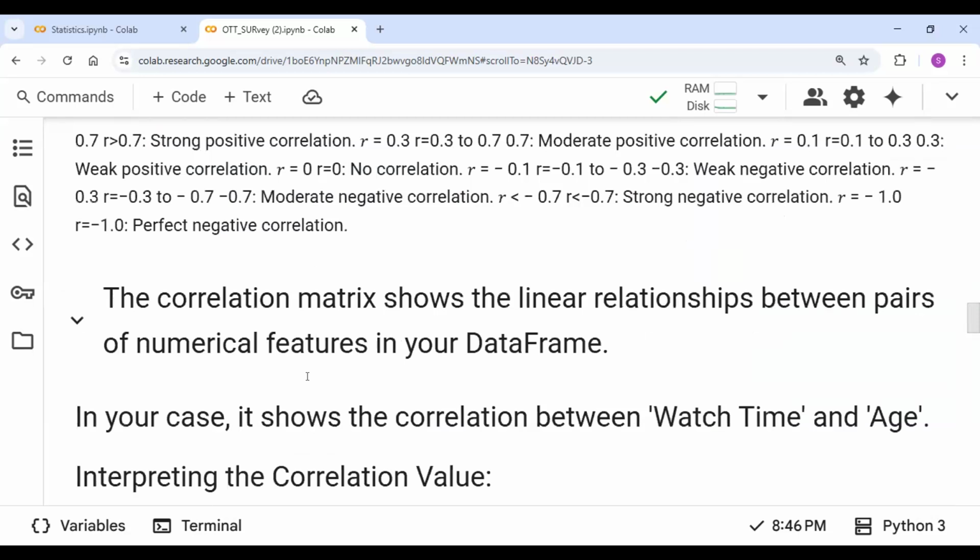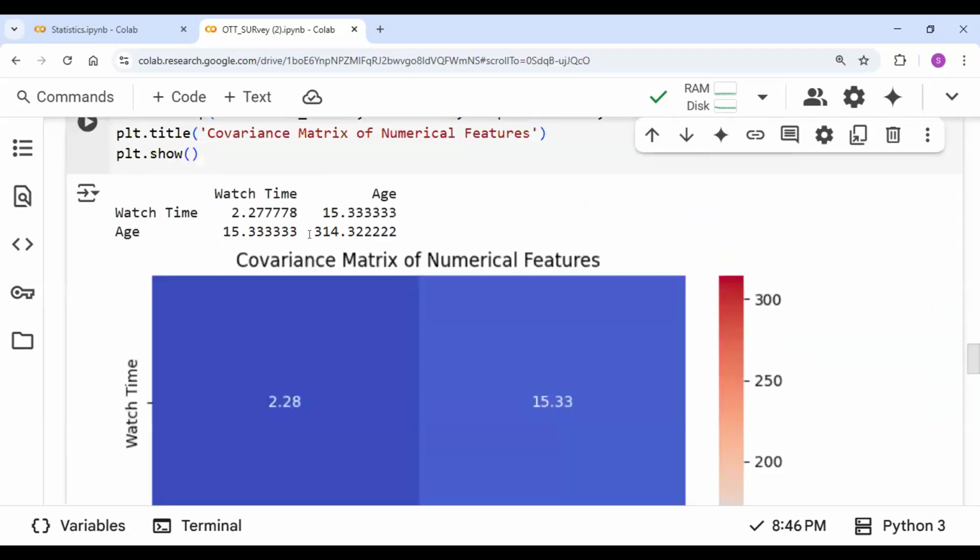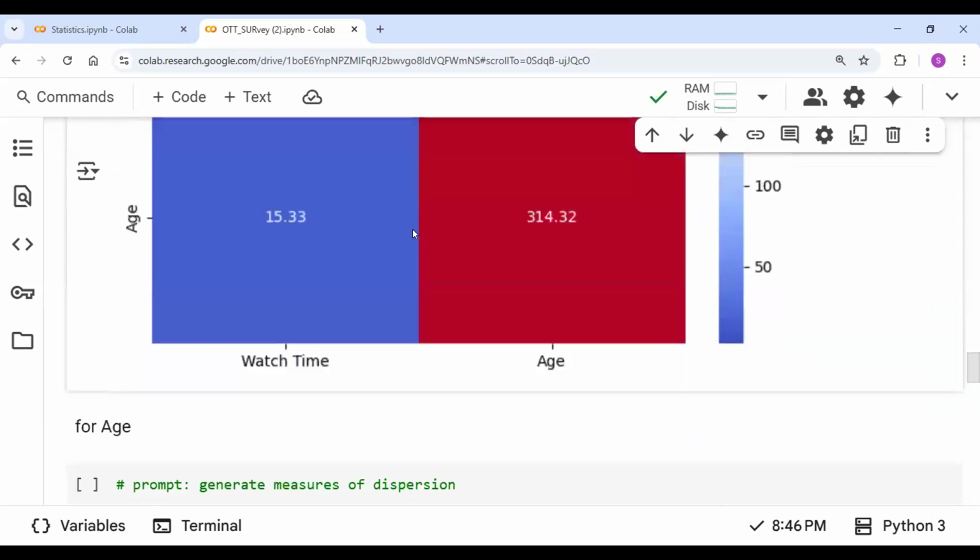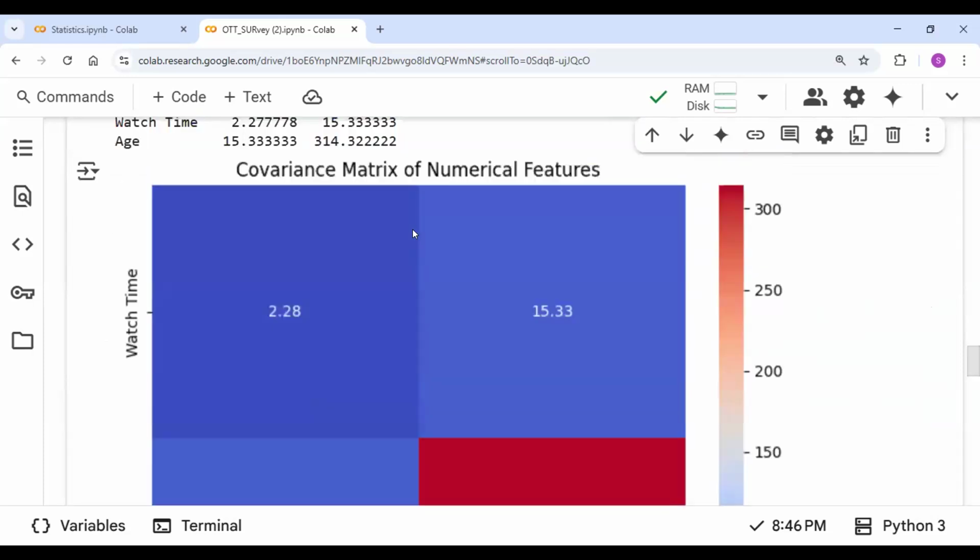I will explain it to you. The covariance matrix will also define the relationship, but we are not able to interpret it. It is not interpretable. So I've just displayed it to show you.